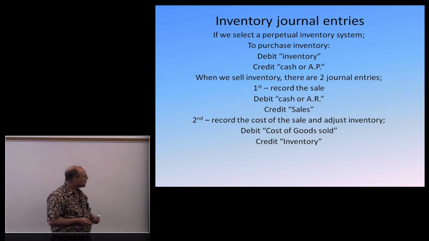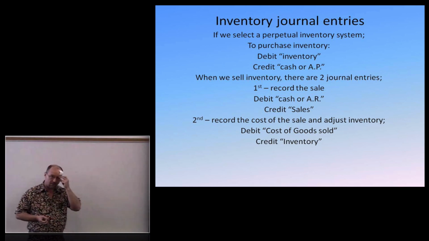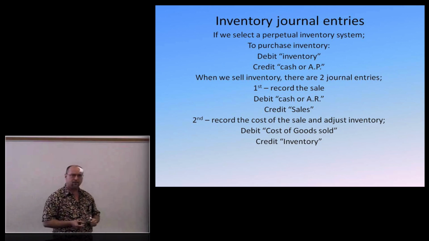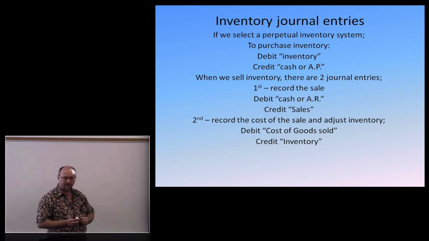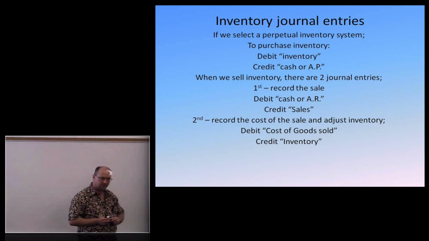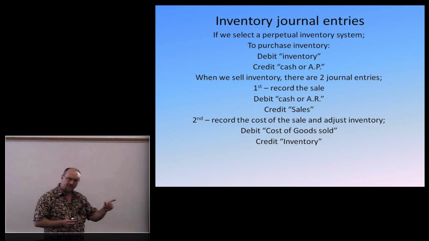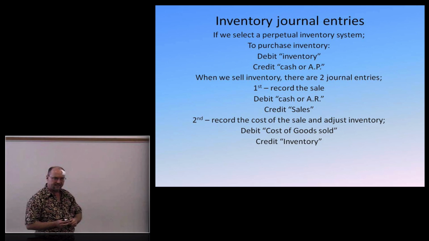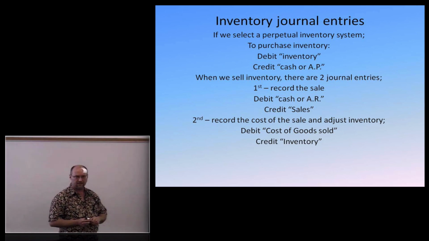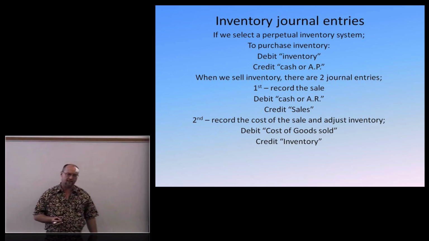Okay, now, when we sell inventory to our customer, there are two journal entries in a perpetual inventory system, and you need to know these. The first journal entry is the actual sale at the retail price, what we charge our customer. If they pay us cash, we debit cash, and then we credit the sales revenue account. If we sell it to our customers on account, that means we're giving credit to our customers. They're going to pay us down the road. Then we debit accounts receivable instead of cash, debit AR, accounts receivable, and credit sales revenue. That's the first journal entry.